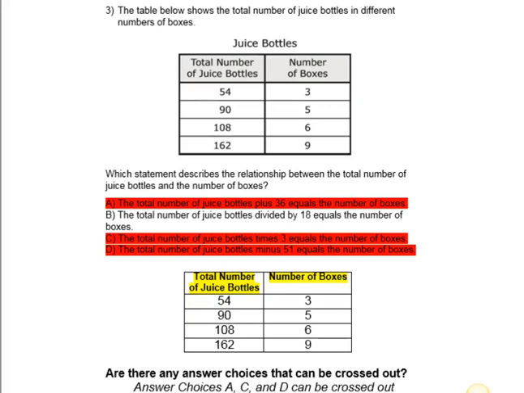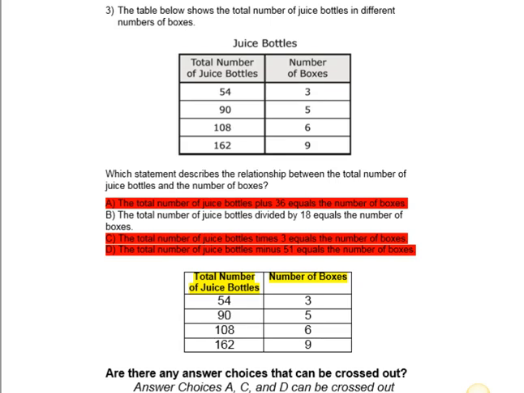If you answered yes, you are correct. Answer choices A, C, and D can be crossed out. Okay, so let's take a look. For A, the total number of juice boxes plus 36 equals the number of boxes. Well, 54 plus 36 does not equal 3. We can immediately cross that one out.